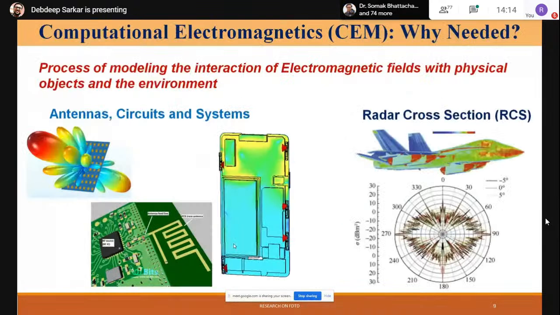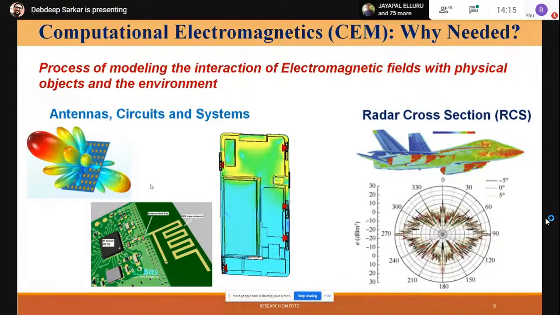So just to give you a brief overview of these computational electromagnetics tools in general, although it has already been mentioned by the other speakers: CEM is basically the process of modeling the interaction of electromagnetic fields with physical objects and the environment. And if we look into our day-to-day life and also the various engineering domains, you will find several applications of these computational electromagnetic tools.